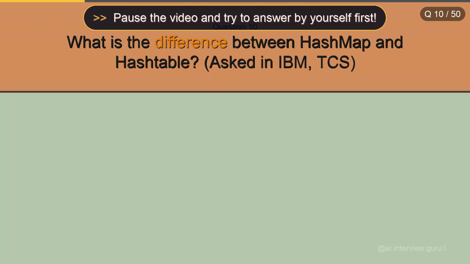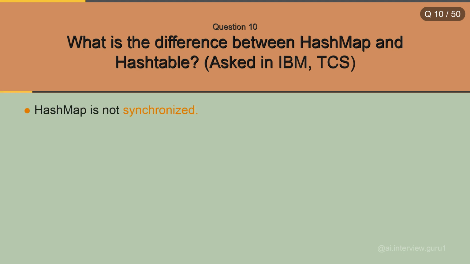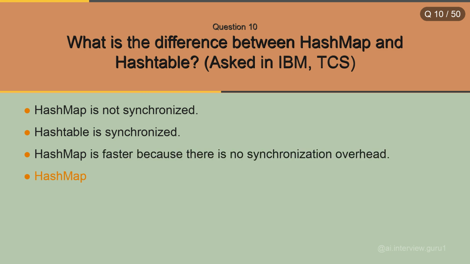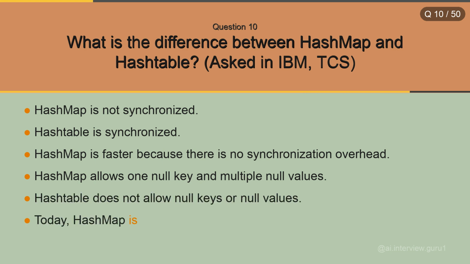What is the difference between HashMap and Hashtable? HashMap is not synchronized. Hashtable is synchronized. HashMap is faster because there is no synchronization overhead. HashMap allows one null key and multiple null values. Hashtable does not allow null keys or null values. Today, HashMap is preferred in most applications.